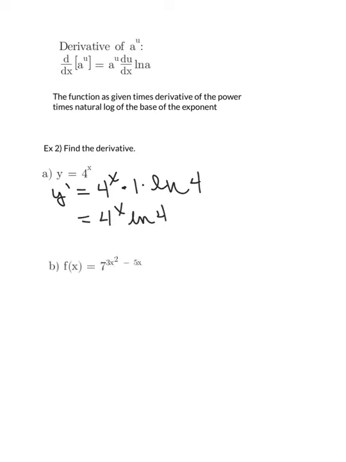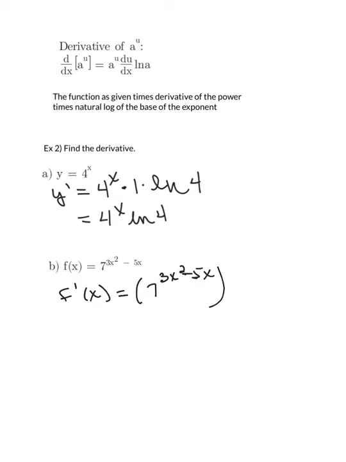On example B, our function is f of x equals 7 to the power of 3x squared minus 5x. So to do this derivative, remember that the first thing that you do is just write down the function as it was given to you. So because this is several items, I'm going to put it in a set of parentheses just for readability. 7 to the 3x squared minus 5x.